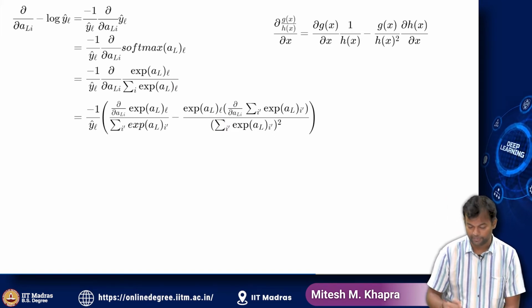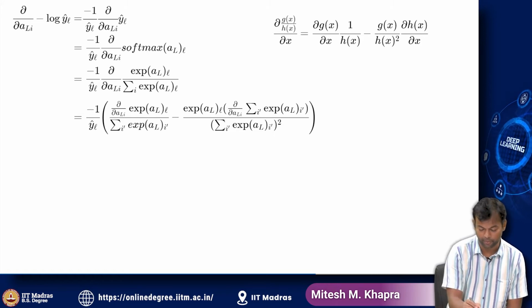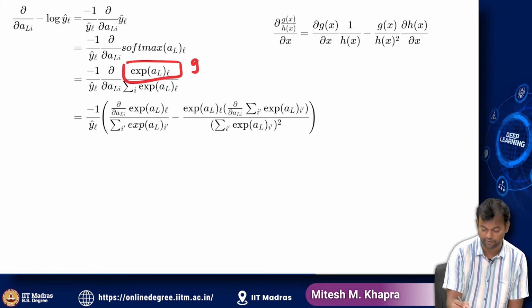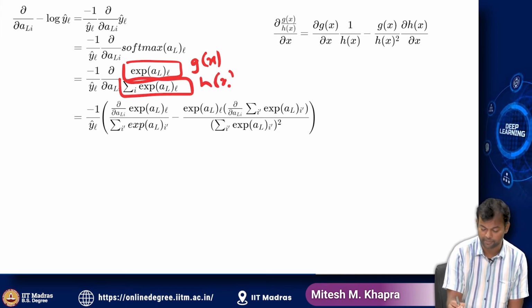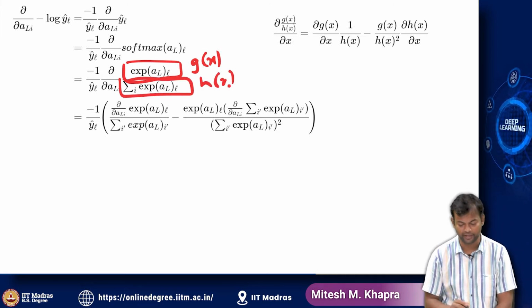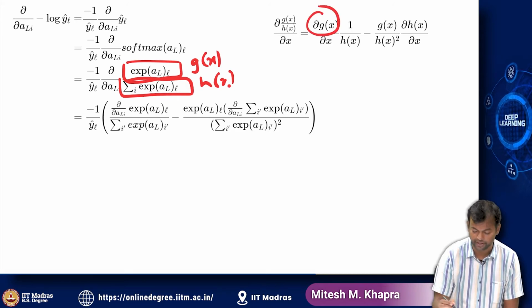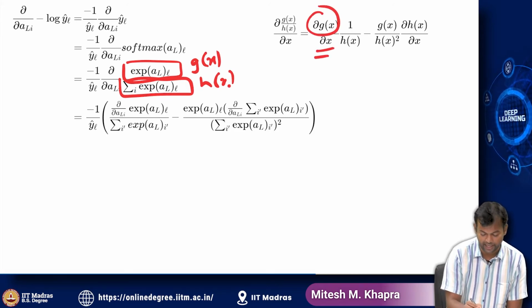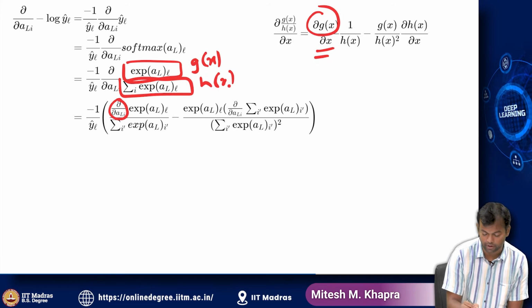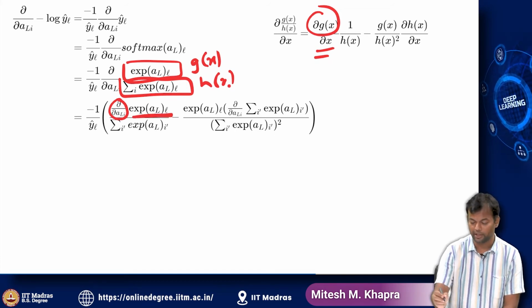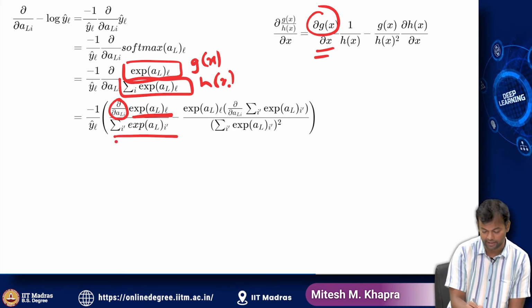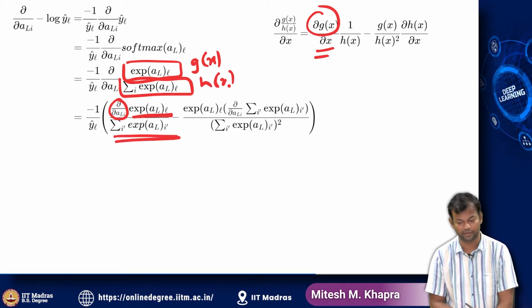Now, I'm just going to substitute this formula blindly. This is g of x for me, and this is h of x for me. So I'm just going to substitute g of x and h of x. This is the derivative of g of x with respect to x. So I'll have the derivative of my g of x with respect to x, into 1 by h of x. I'm just dividing it by h of x.